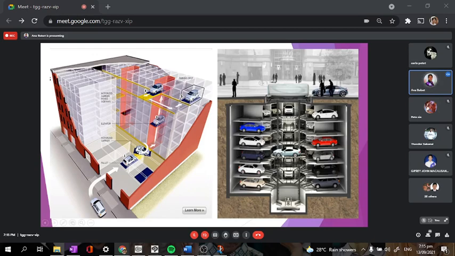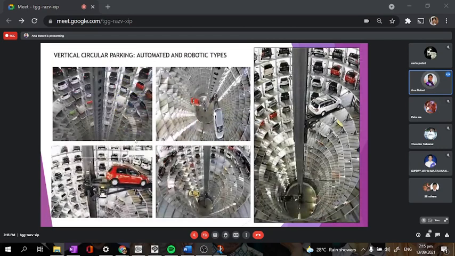Circle man ang iyang parking area. This is rectangle or a space area which is actually vertical and the regular parking that we have. Okay, this is the sample for vertical circular parking. It's both automated and robotic type. So you lift the car from one ground to the upper level so that you can have your parking space.